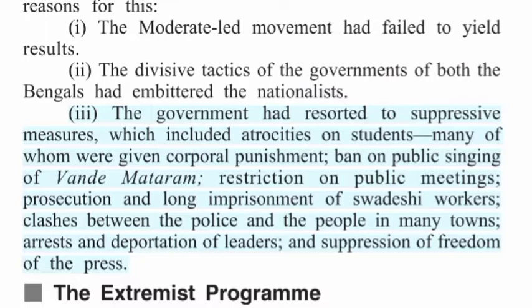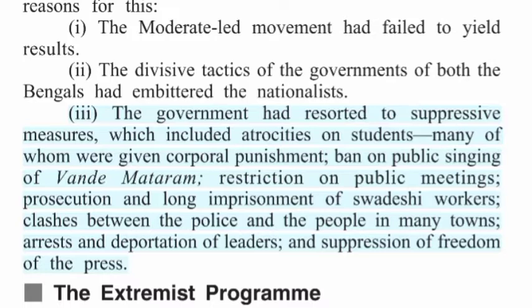Three, the government had resorted to suppressive measures, which included atrocities on students, many of whom were given corporal punishment, ban on public singing of Vande Mataram, restriction on public meetings, prosecution and long imprisonment of Swadeshi workers, clashes between the police and the people in many towns, arrests and deportation of leaders, and suppression of freedom of the press.